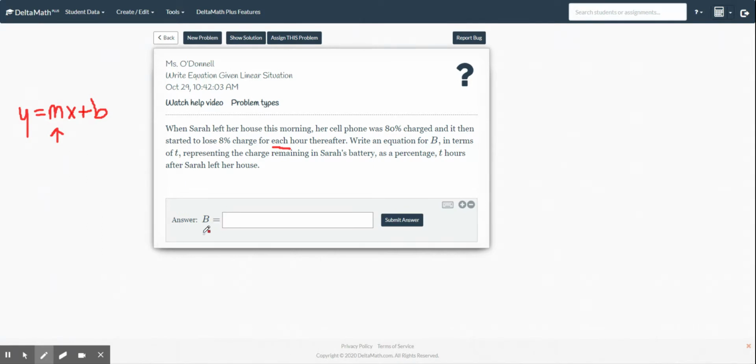All right, so we know we're going to write B equals. This last sentence is telling us a lot about what the variables mean, right? It's defining our variables. So B is the amount of battery life that she has, and T is how long it's been since she's left her house.